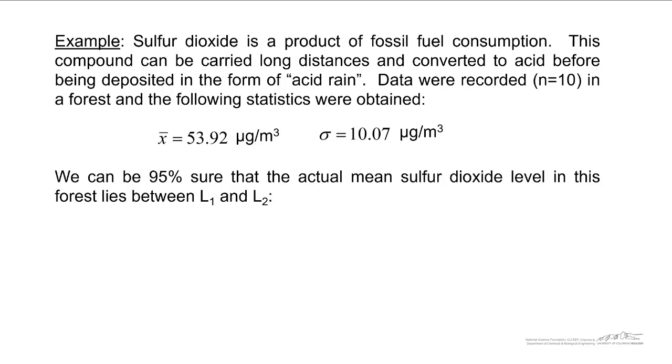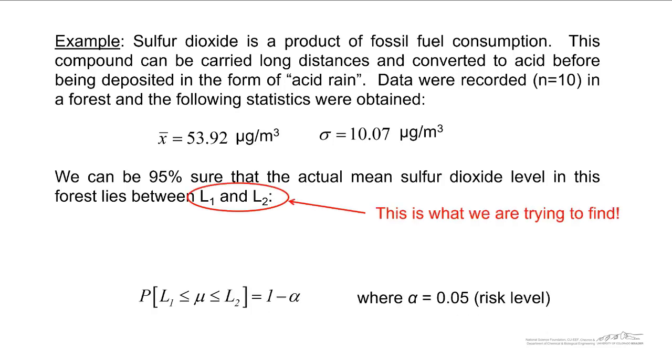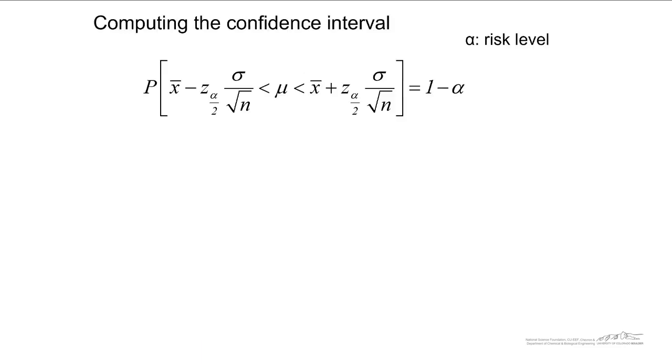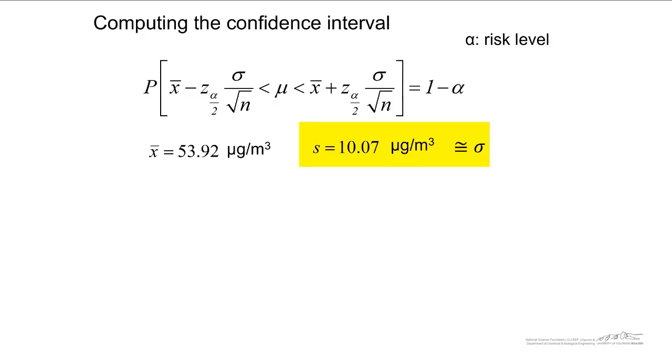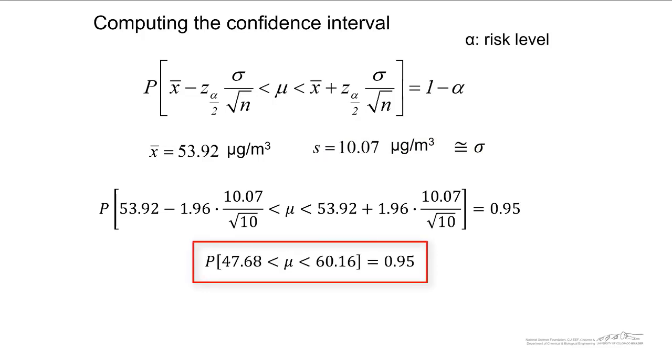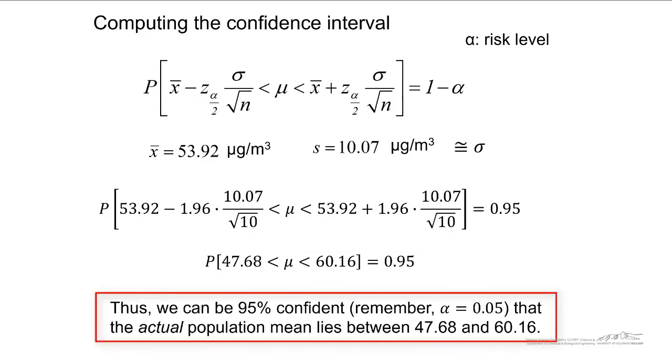We can be 95% sure that the actual mean level lies between two limits, L1 and L2, and that's what we're trying to find. This is our 95% confidence interval. We can take our equation for the confidence interval on the mean, and we can plug in our sample statistics, x bar 53.92. We get a sample standard deviation of 10.07 that we're going to say is approximately equal to the population standard deviation. We can plug these numbers in, and we end up with a 95% confidence interval on the mean, 47.68 to 60.16. Thus, we can be 95% confident that the actual population mean lies between these two numbers.